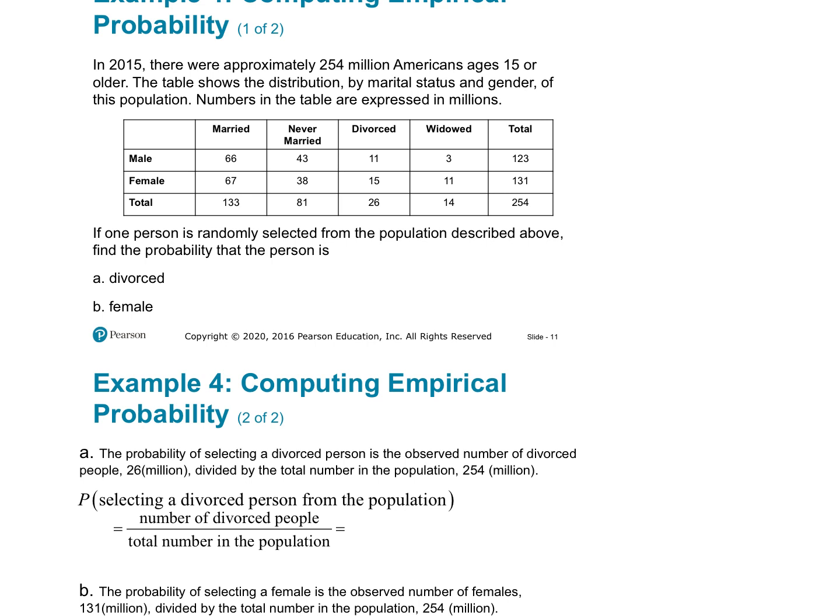The probability of selecting a divorced person is the number of divorced people, so 26 million, divided by the total population. So 26 divided by 254, and that's approximately 0.10 if you put that in your calculator.